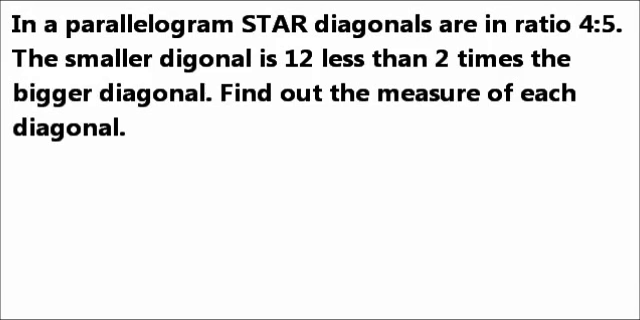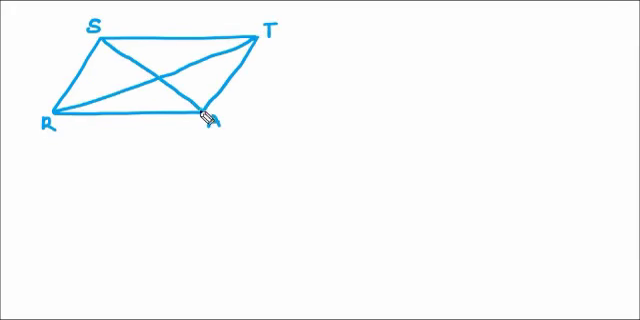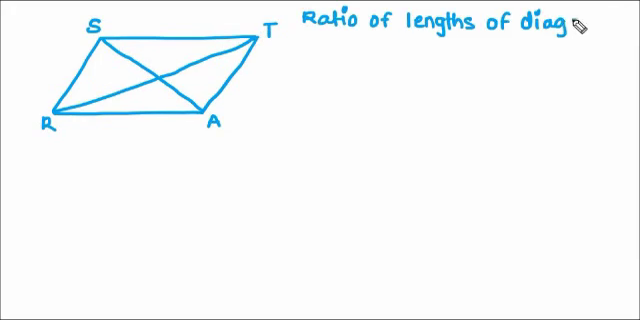Let's take sum 1. In a parallelogram STAR, the diagonals are in ratio 4:5. It is also given that the smaller diagonal is 12 less than 2 times the bigger diagonal. Find out the measure of the diagonals. So let's draw. It is also given that the smaller diagonal is 12 less than 2 times the bigger diagonal.